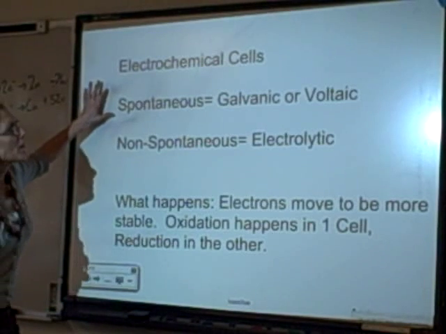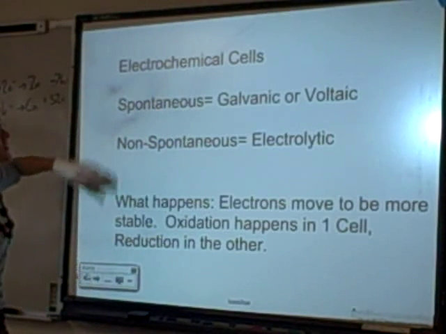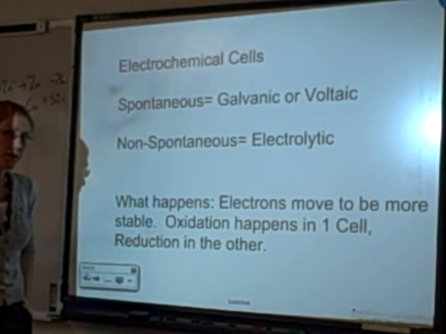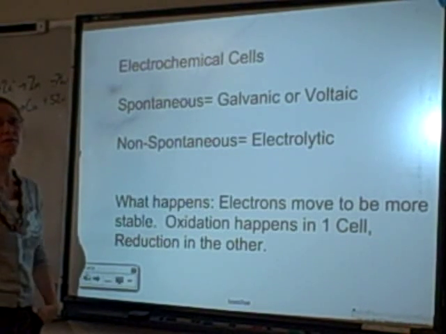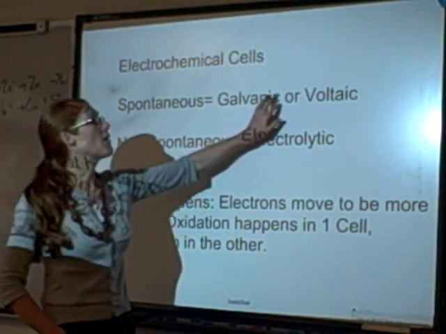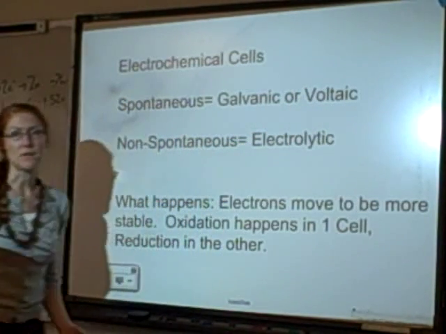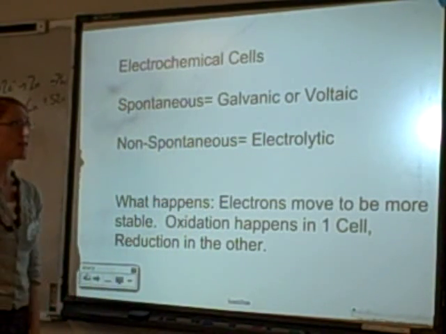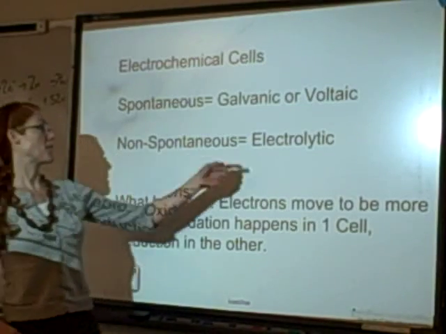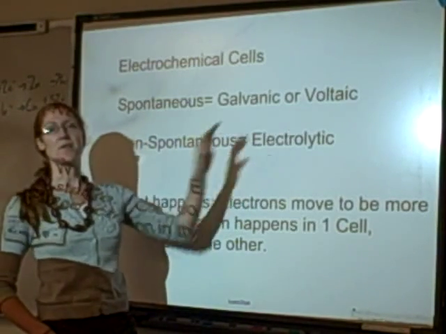So we are going to make spontaneous cells in class. These are cells where the reaction is favored, so we're going to have positive voltage. And we call these cells galvanic or voltaic. It's the same thing, different name. If we were making non-spontaneous cells, we'd call them electrolytic, but we'll see those later.